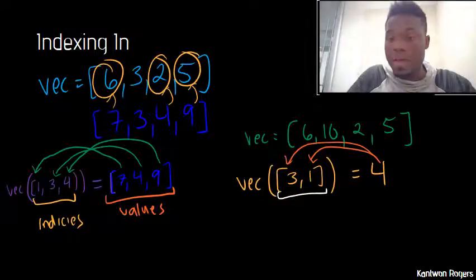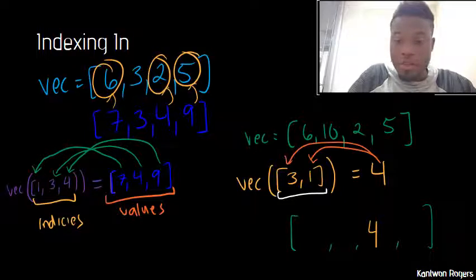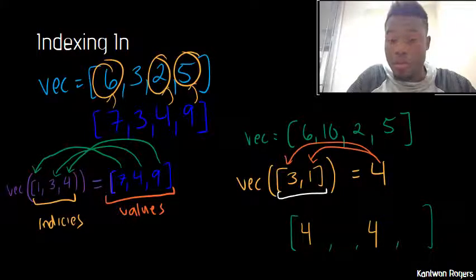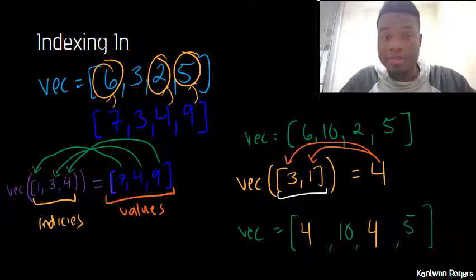So after this line of code, my vector has been changed where the third value, which was the 2, is now changed to a 4, and the first value, which was a 6, is now changed to a 4 as well, and the other values are not touched. So after my line of code, my vector is now this.